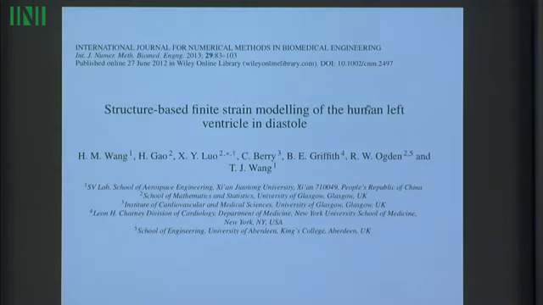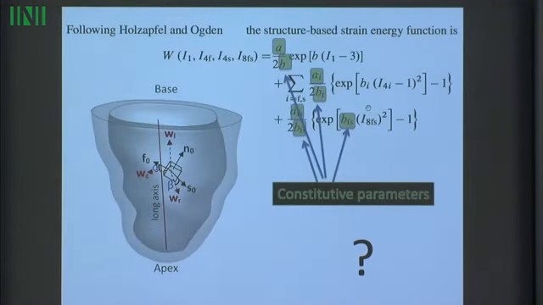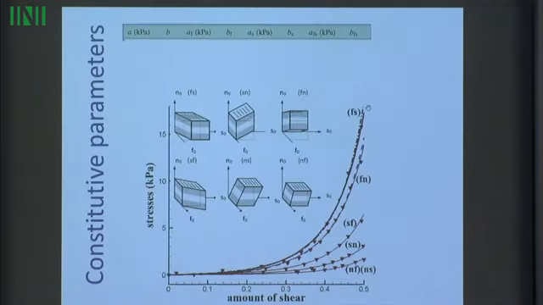And here's a paper by my colleagues in our applied mathematics group, involving Xiaoyu Lu, Hao Gao, and Ray Ogden, who developed this mathematical model. The question is really, how do we get these constitutive parameters? In principle, you can get them by taking the left ventricle, subjecting it to various amounts of shear in different directions, as indicated in this diagram, and then you measure the stresses, the forces.